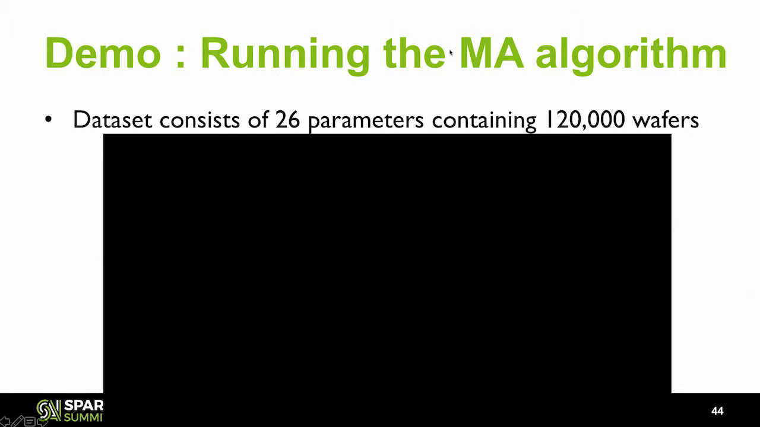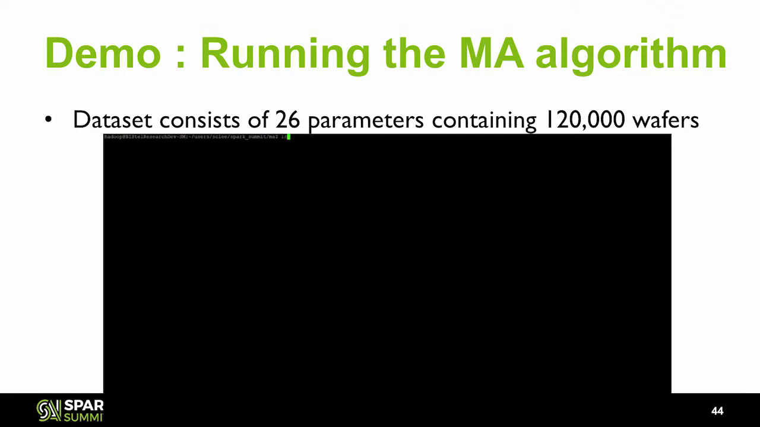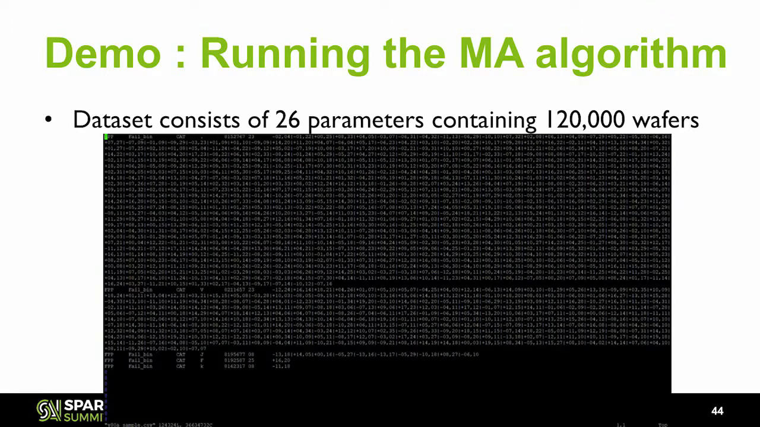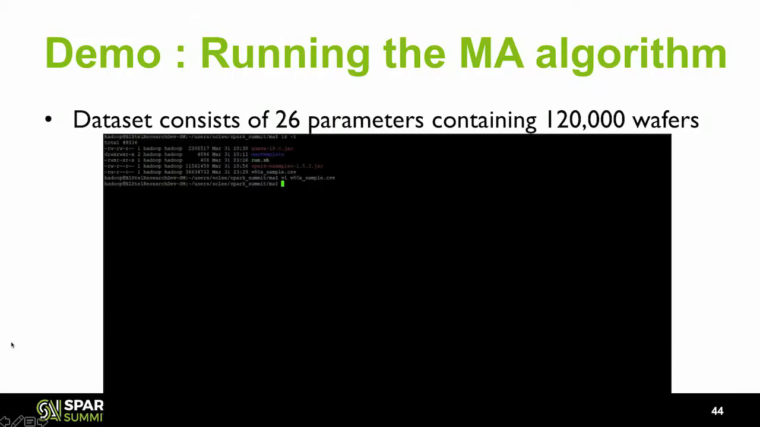So here is the demo, which shows processing 26 parameters containing about 120,000 wafers. Considering monthly wafer production in a fab is about 30,000 wafers, clustering more than 100,000 is the largest size in semiconductor manufacturing. In the map data, we can see defective chip coordinates along with lot and wafer. So we run the MA algorithm.